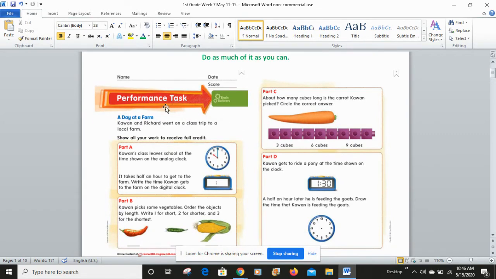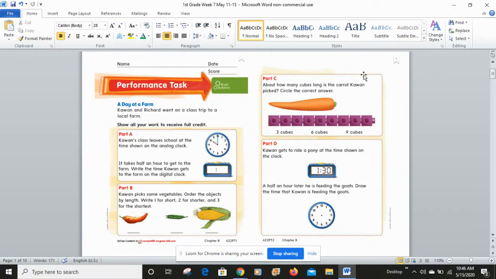And the performance task, I'll read the directions for you. There's four parts to it: part A, B, C, and D, and it has to do with time and measurement. So this is called a day at the farm. Kwan and Richard went on a class trip to a local farm. Show all your work to receive full credit.